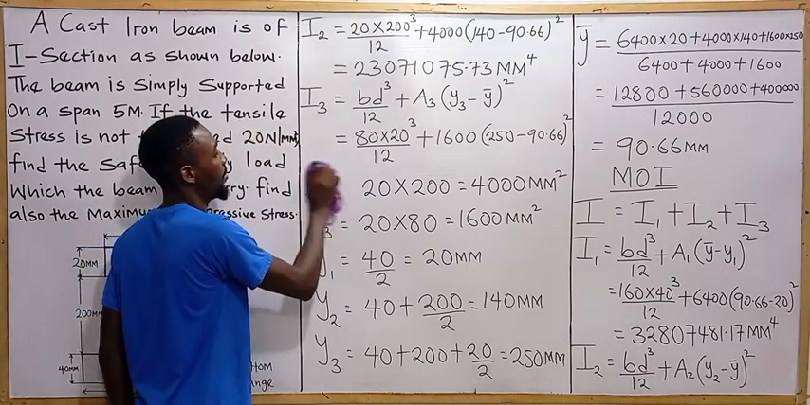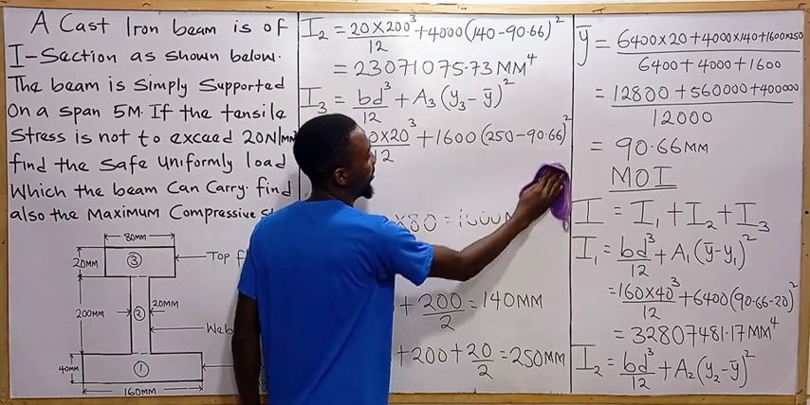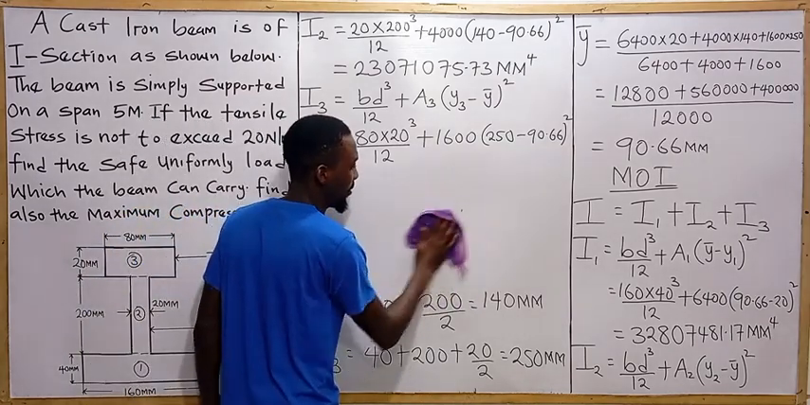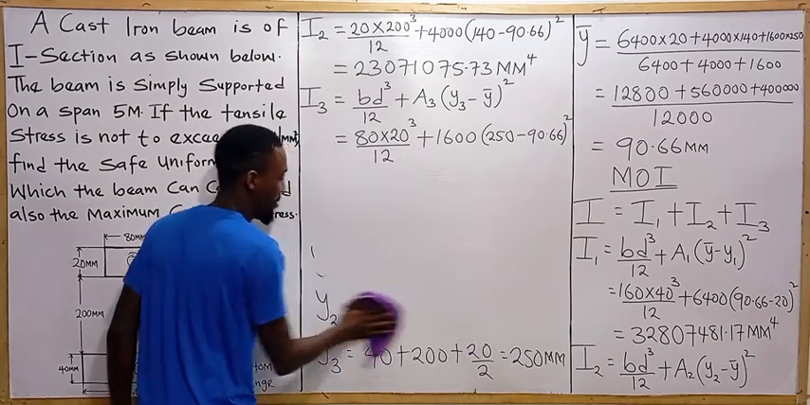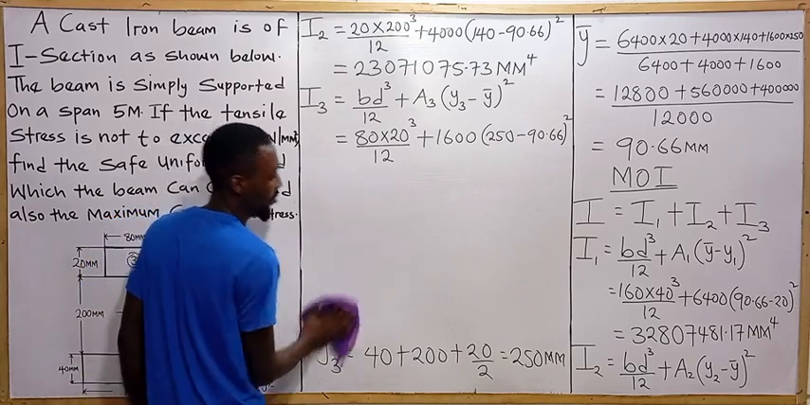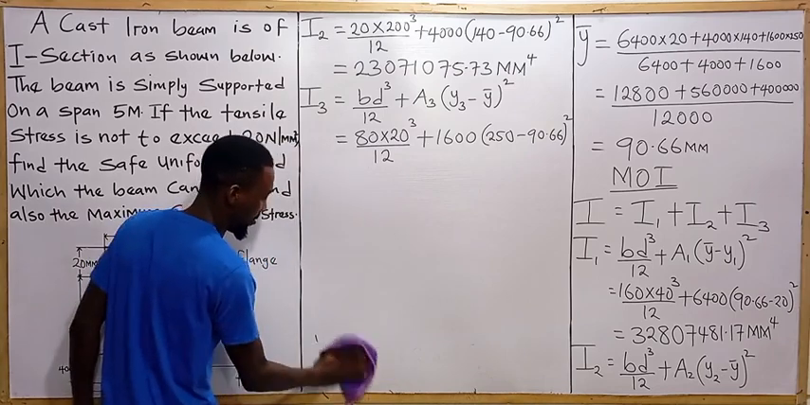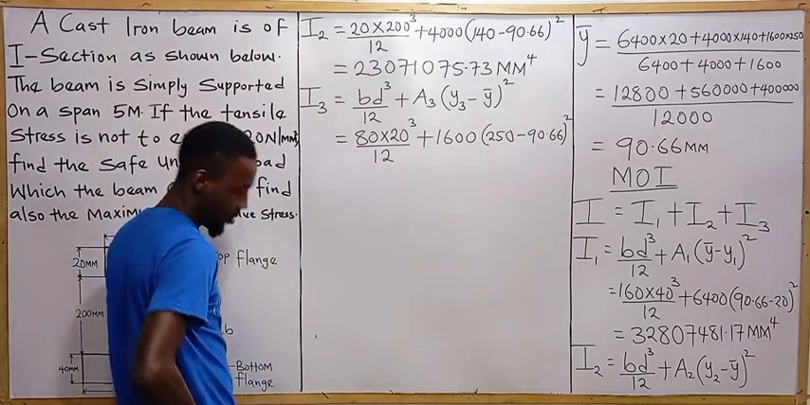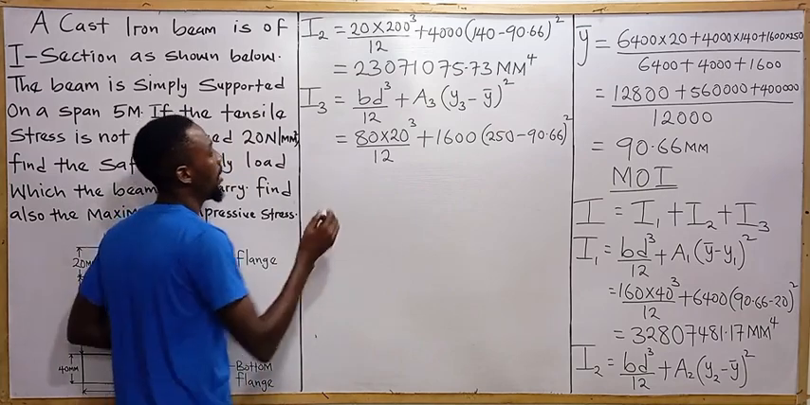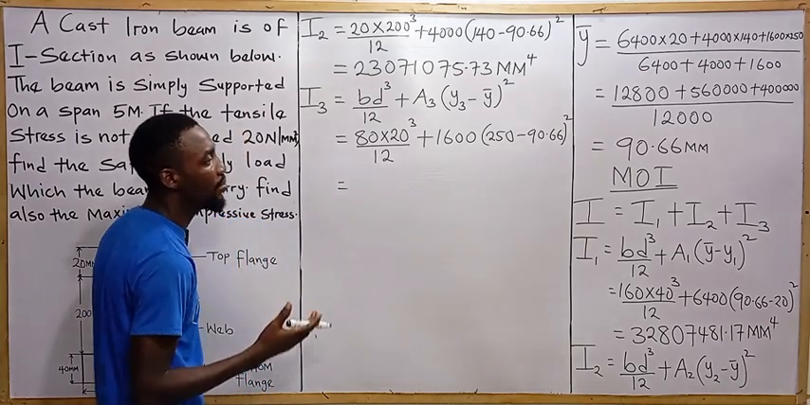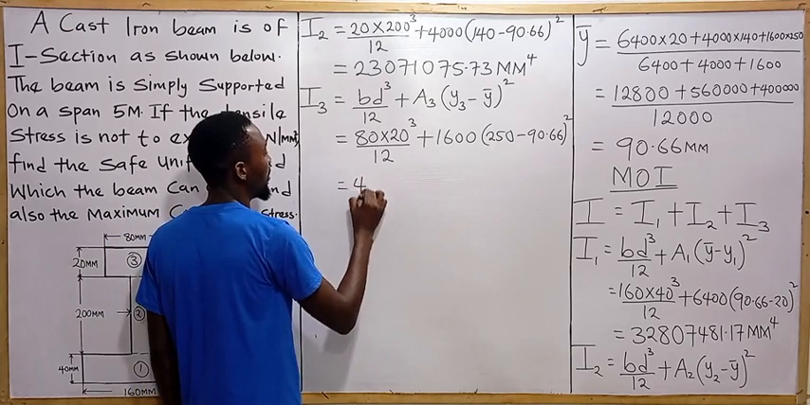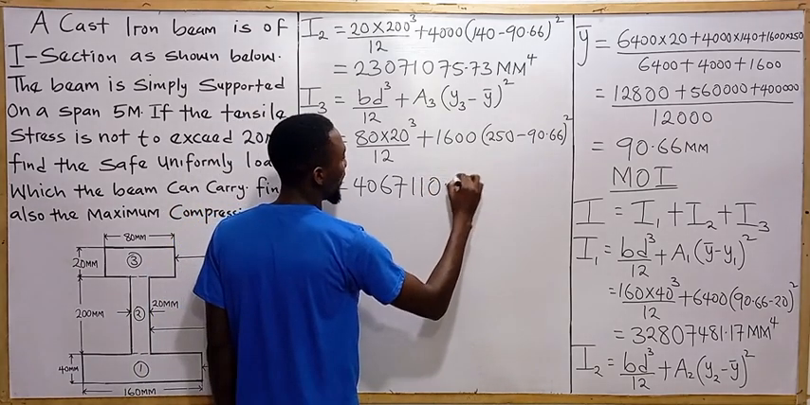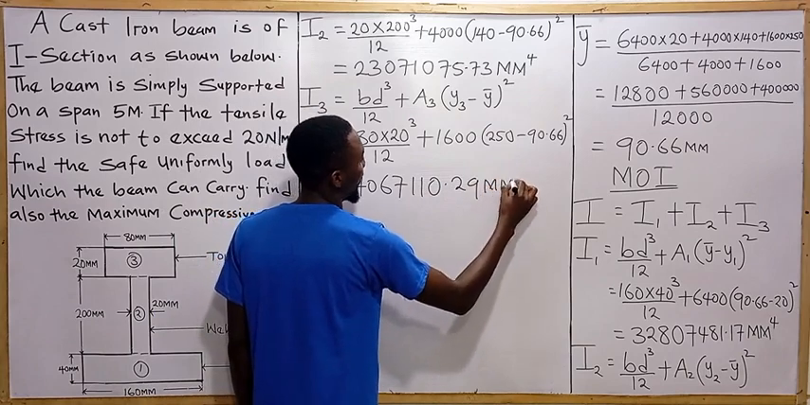Alright, so if you press this in your calculator, you are going to have your I3 to be nothing but 4067110.29 mm to the power of 4.